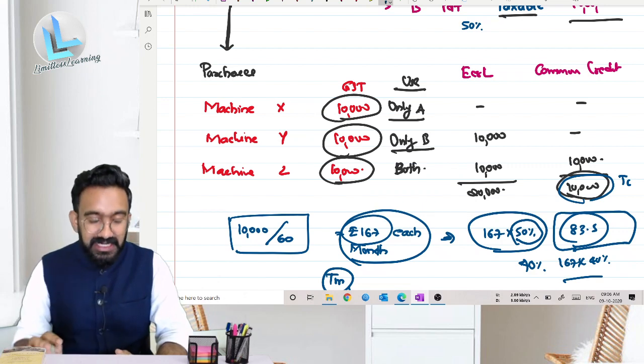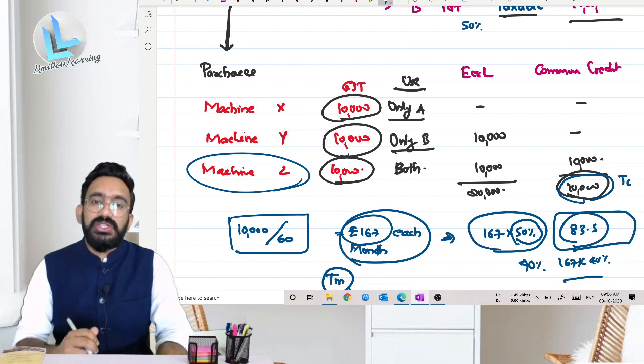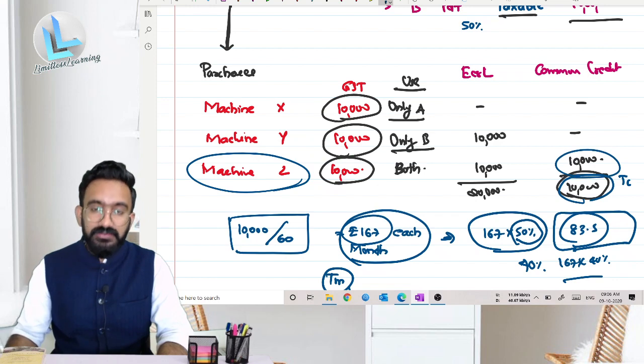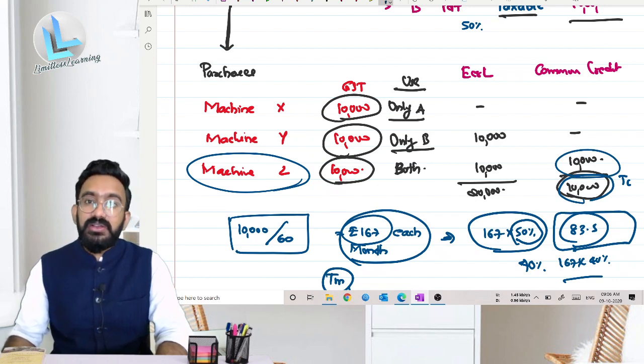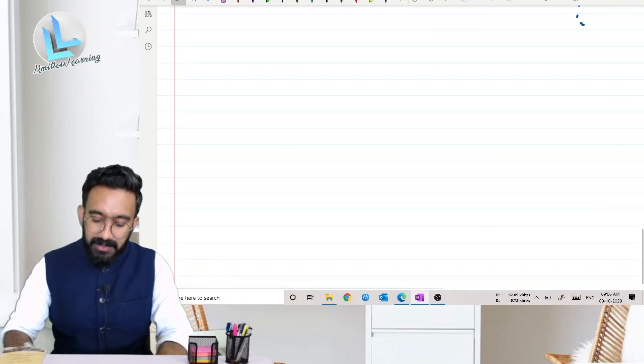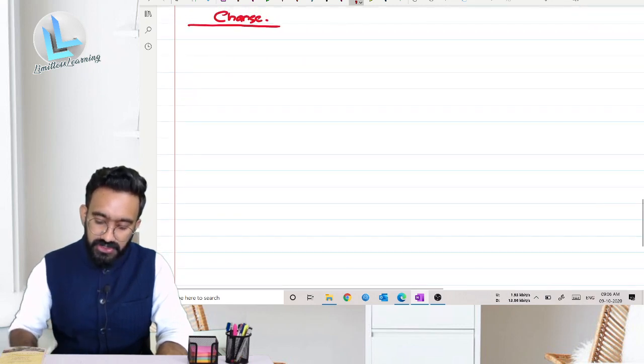What you have to understand here is, instead of just one machine, you can have multiple machines being purchased. Each of these machines you will add to the common credit. Common credit will be the total of all such machines which are used for both taxable as well as exempted. Now, what is the amendment? What's the change that we have here? I'll tell you the change.